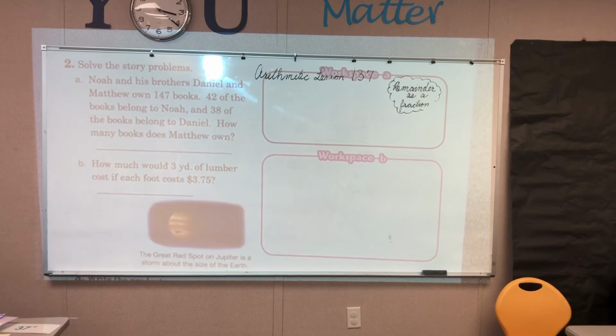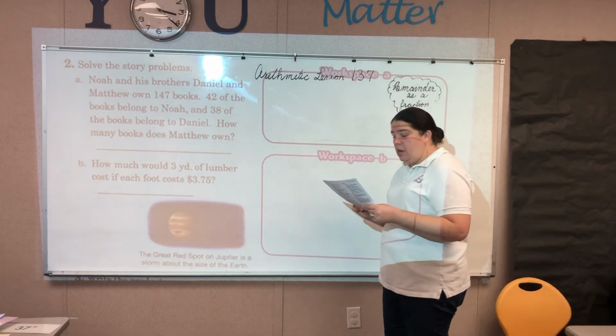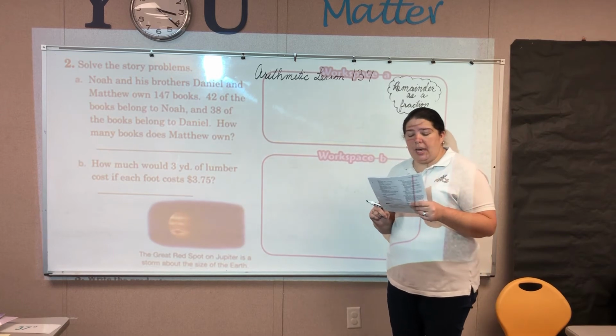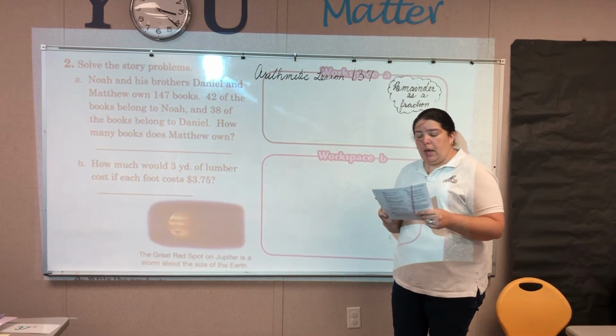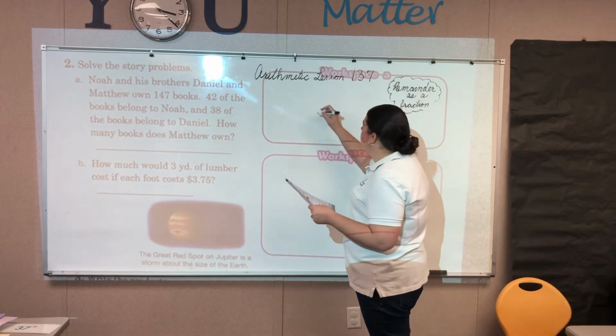So here on your worksheet, we're on page 273, lesson number 137. We are on number 2, the story problems. We have Noah and his brothers, Daniel and Matthew, own 147 books. Okay? 42 of the books belong to Noah. 38 of the books belong to Daniel. How many books does Matthew own? So first we have 147 books.